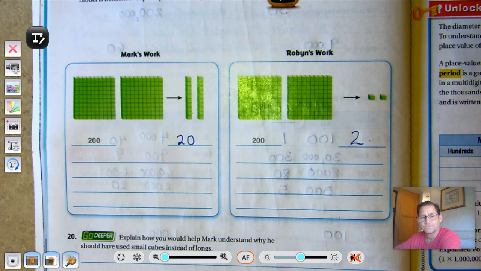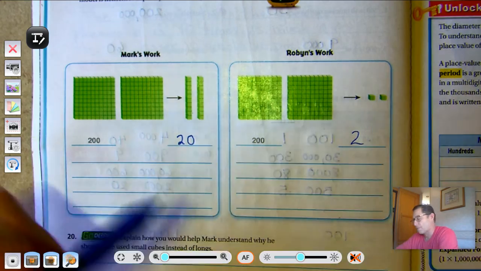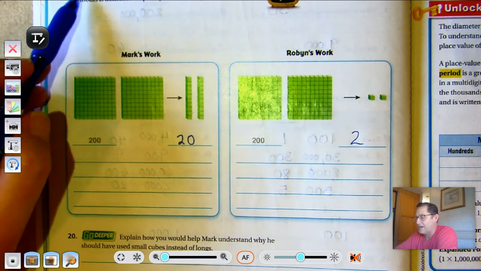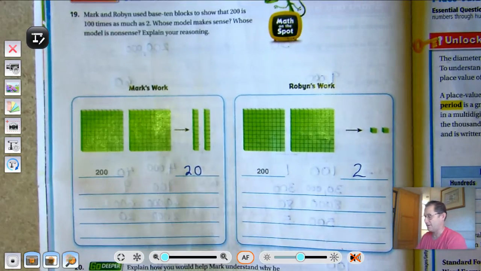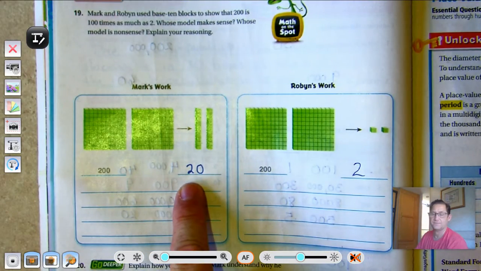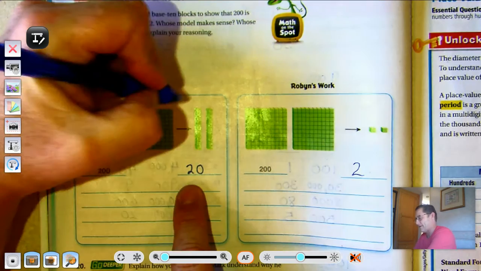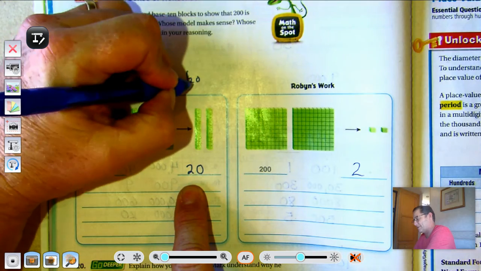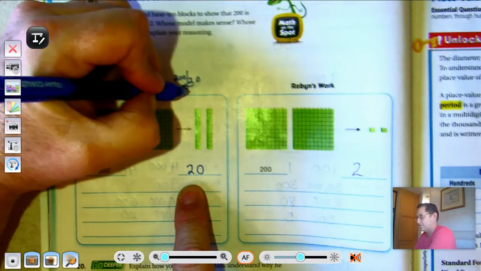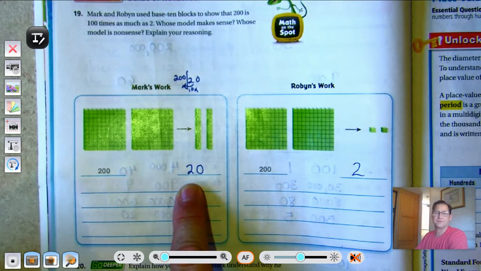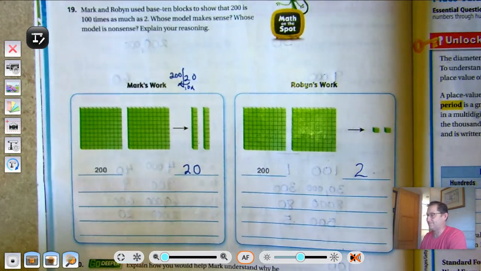Well, they're saying it's 100 times as much as 2. If I take 100 times as much as the 20, that wouldn't be 200, right? Because if I'm at 20, to increase 10 times, that would be 200. So that's only 10 times. So Mark doesn't make sense.